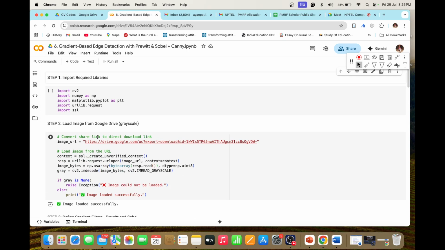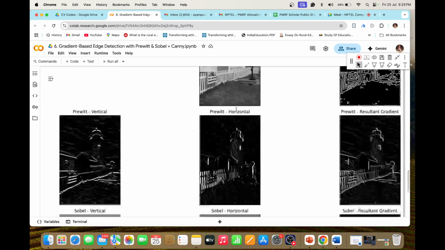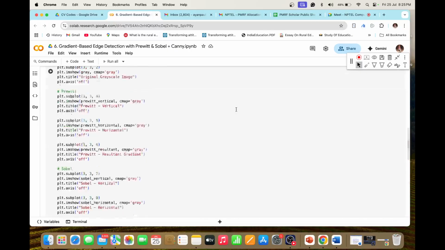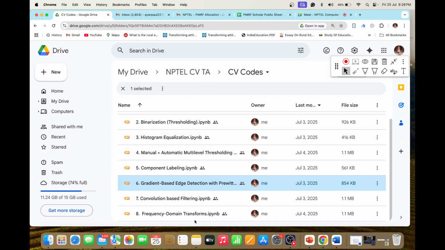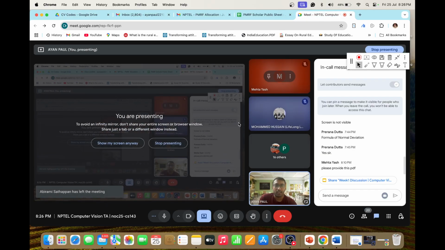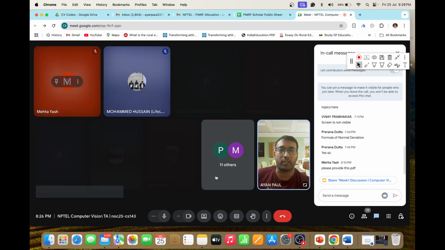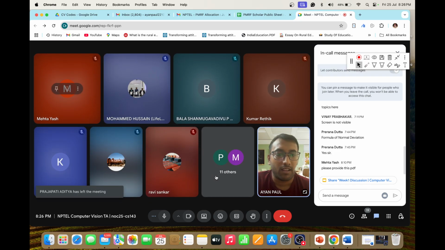So you just need to go to this code. There will be something written here, copy to drive. You just copy to drive, and then you can perform these operations. And also you can make changes if you want. So these are the basic codes or source code. Similarly, you can see the other codes also. So is it clear to all of you? These codes also I have given to you all. So is it clear?